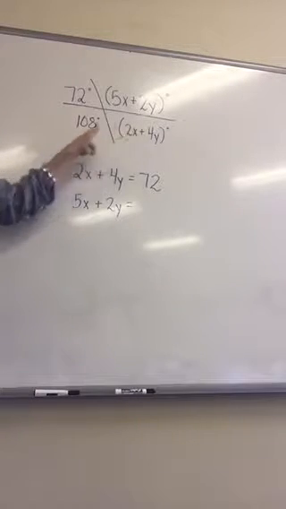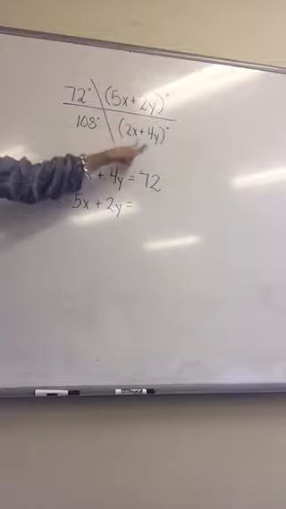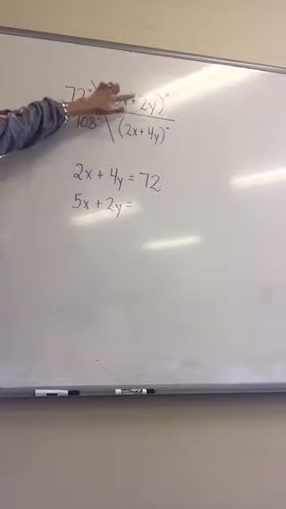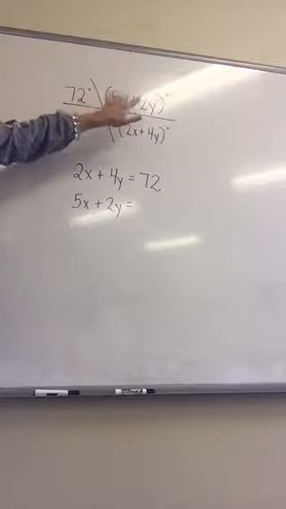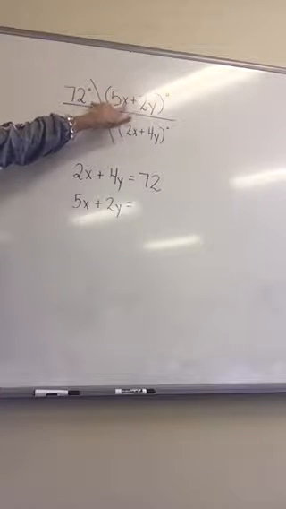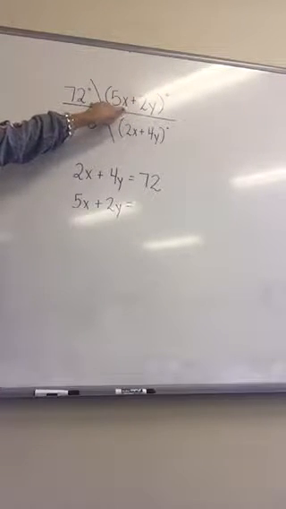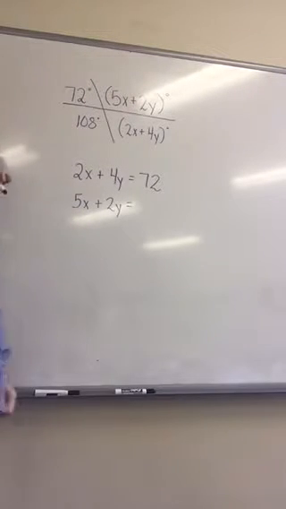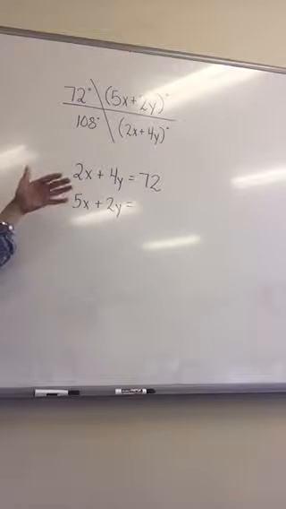We also have a linear pair here. 108 plus this would equal 180. We also have a linear pair here. This plus this would equal 180. And lastly, right here, this is a set of supplementary angles making a linear pair. So 72 plus 5x plus 2y equals 180. But let's focus on what we can set equal in order to solve here.